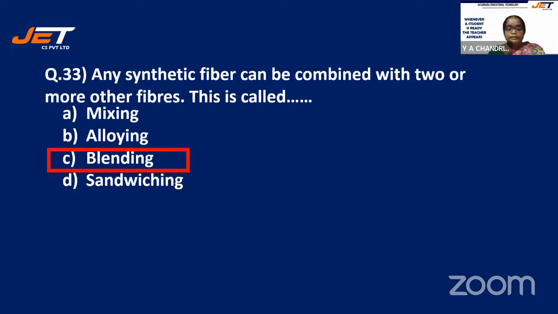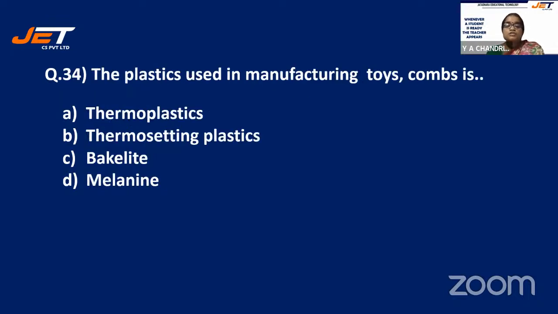The plastics used in manufacturing toys, foams is thermoplastics, thermosetting plastics, bakelite, melanin. ఎటువంటి ప్లాస్టిక్ యూజ్ చేస్తారు టాయ్స్ అండ్ కోమ్స్ మ్యానుఫ్యాక్చరింగ్ లో? థర్మోప్లాస్టిక్స్, థర్మోసెటింగ్ ప్లాస్టిక్స్, బెకలైట్, మెలనిన్? Let us see the answer. It is thermoplastics, option A.